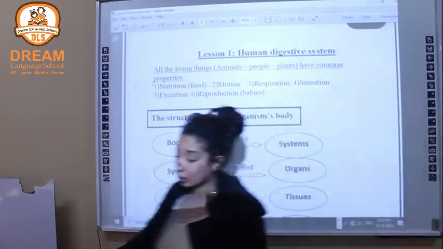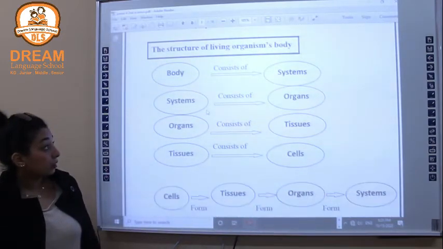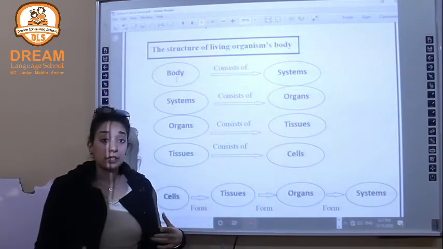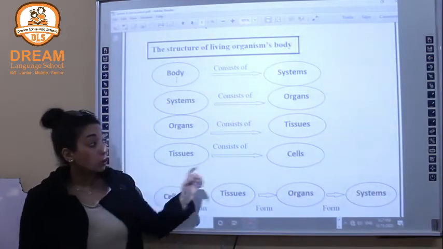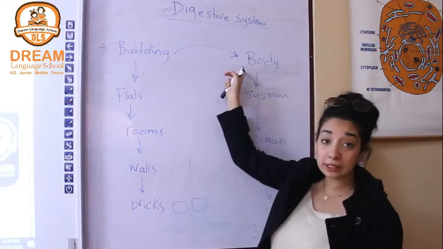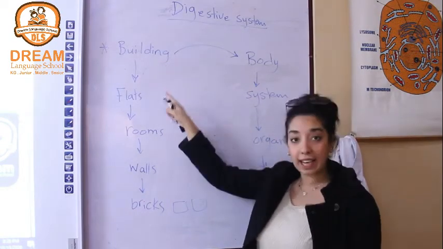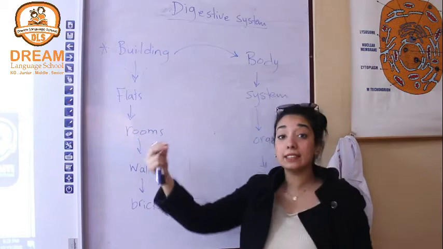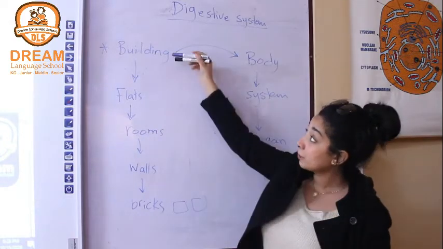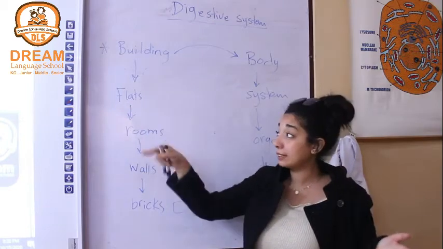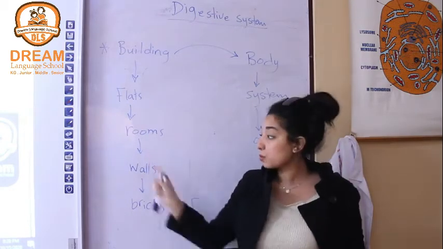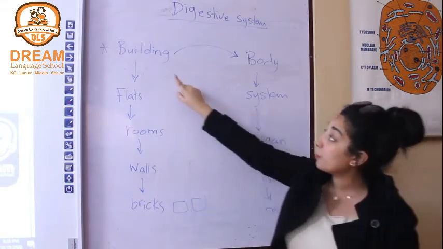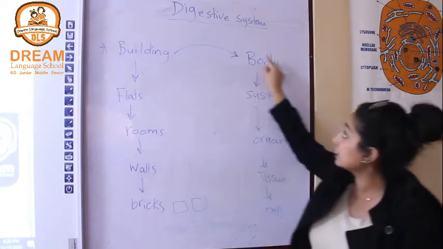Okay, let's go to the structure of the living organism. I told you that our body is like a building. So I want you to look at the board. The building has flats, and the flats have rooms, and the rooms consist of walls, and inside the walls there are bricks. Our body is like the building.